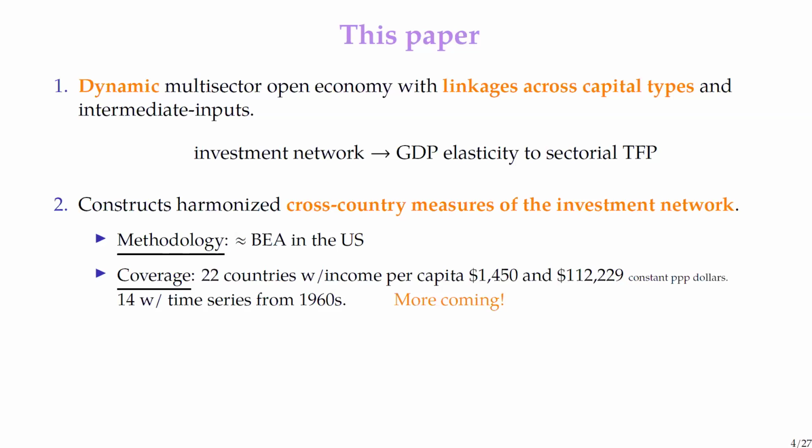Again, we will follow this methodology taken from the BEA in the US. For now, the coverage that we have is 22 countries with income per capita that goes between 1,400 and 112,000 constant PPP dollars. And for 14 of those countries, notably South Korea, we have estimates of the investment network that go back to 1965. The good news is that more countries are coming. We keep updating the data set as we gain access to more data and as we harmonize data across countries.